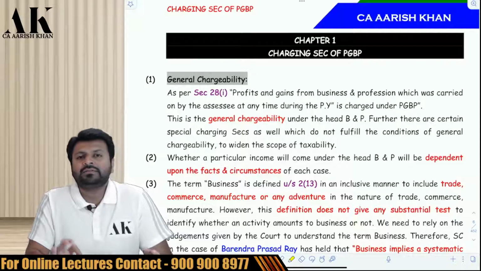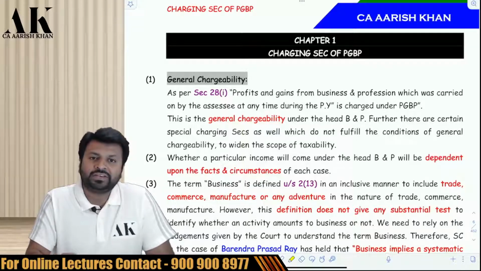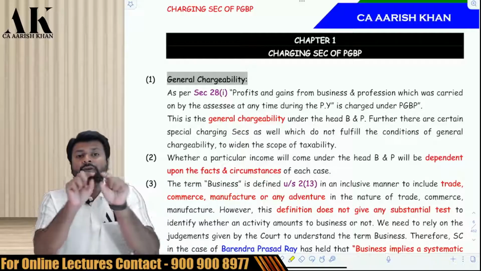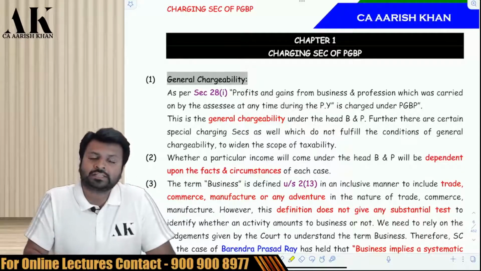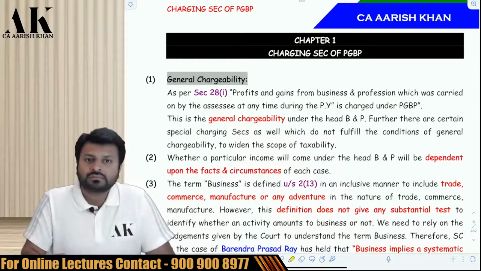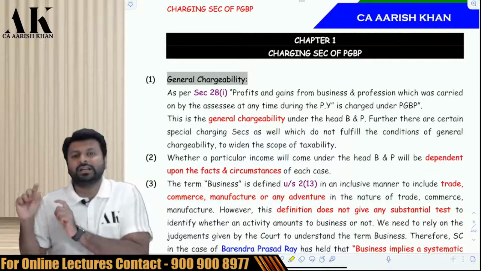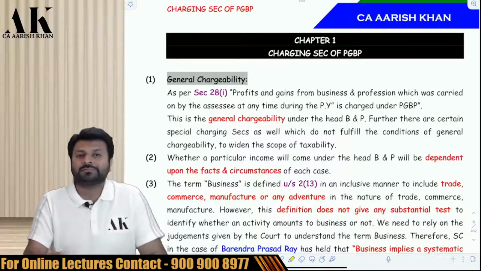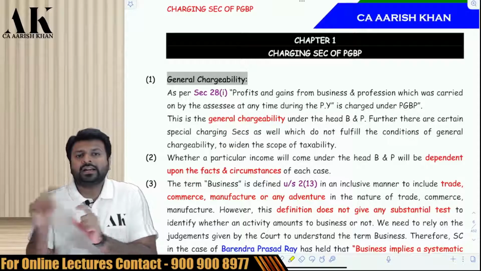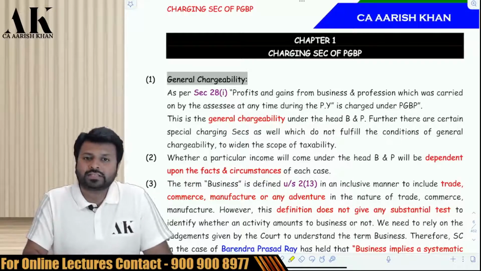Therefore, before we start with the chapter of business and profession, we need to understand when my income will be covered under business and profession. For that, there are 2 kinds of charging section which are given in section 28. One is the general charge, another is a special charge. First of all, we are going to see about general charge, and then later on we will see about the special charge. Let us talk about general charge first. It comes under section 28 clause 1.